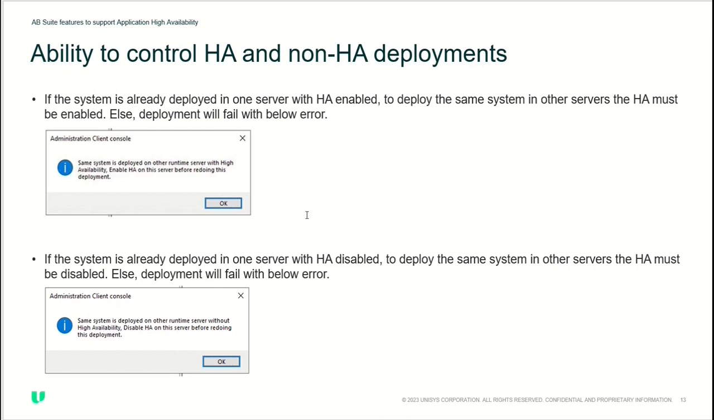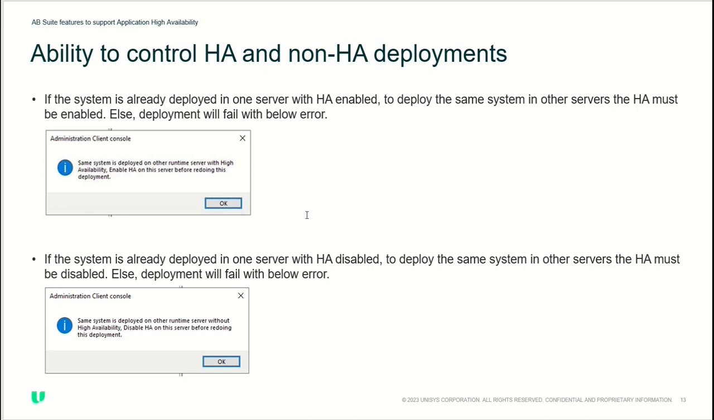We have introduced one more feature to control HA and non-HA deployments. Basically, if the system is already deployed on one server with the HA value enabled, then to deploy the same system on another server, you must enable this value. Otherwise, deployment will fail with the error saying the same system is deployed on another runtime server with high availability. Enable HA on this server before redoing this deployment.